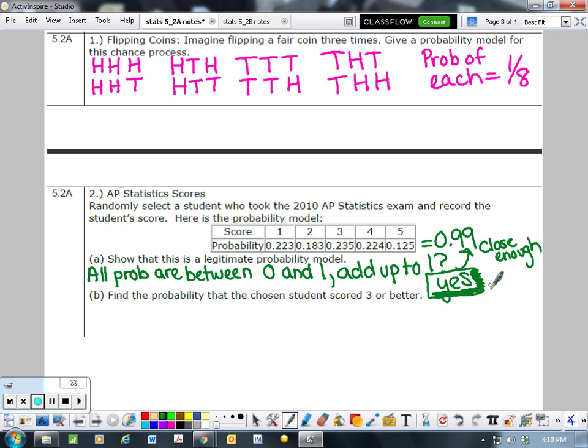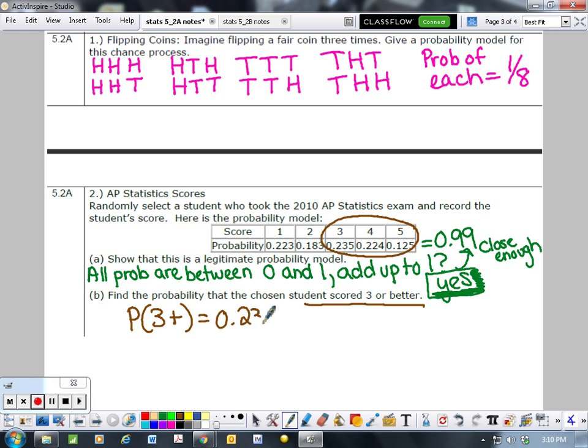Okay, find the probability the chosen student scored 3 or better. So now we have to think about this situation. A 3 or better. Is it possible to score a 3 and a 4 on the AP Stats exam? Or are these mutually exclusive events? Well, you shouldn't be able to score a 3 and a 4. What you score is what you score. So if I want the probability that a person scored 3 or better, and these are mutually exclusive events, I can add up all these probabilities, and that should tell me the probability of scoring a 3 or higher.